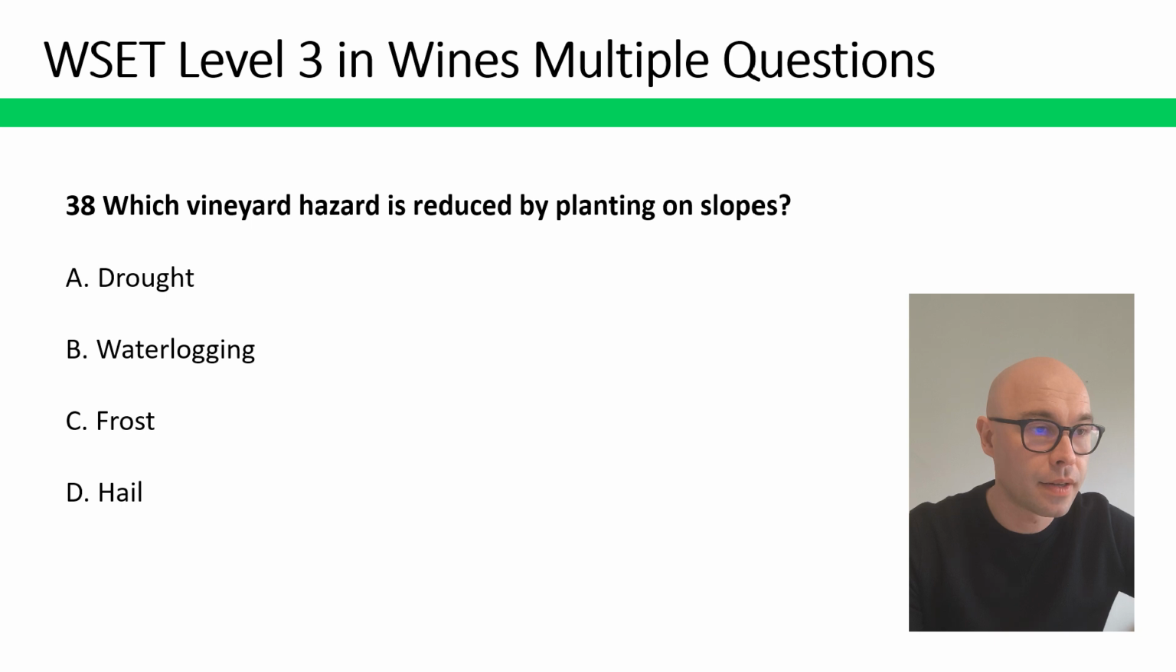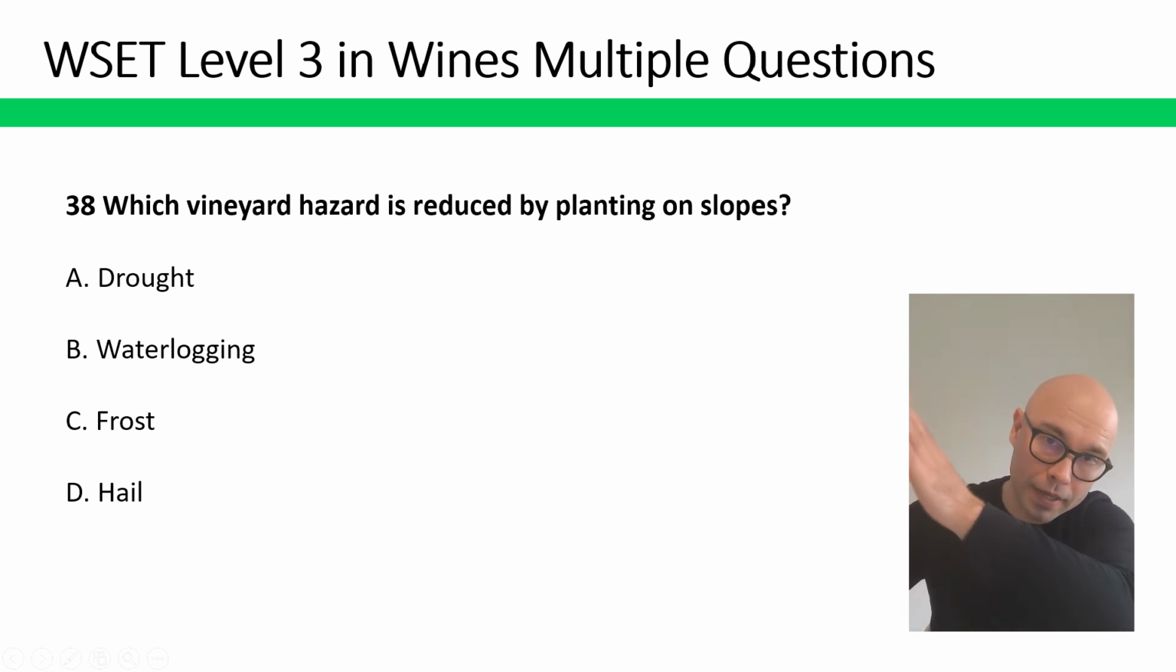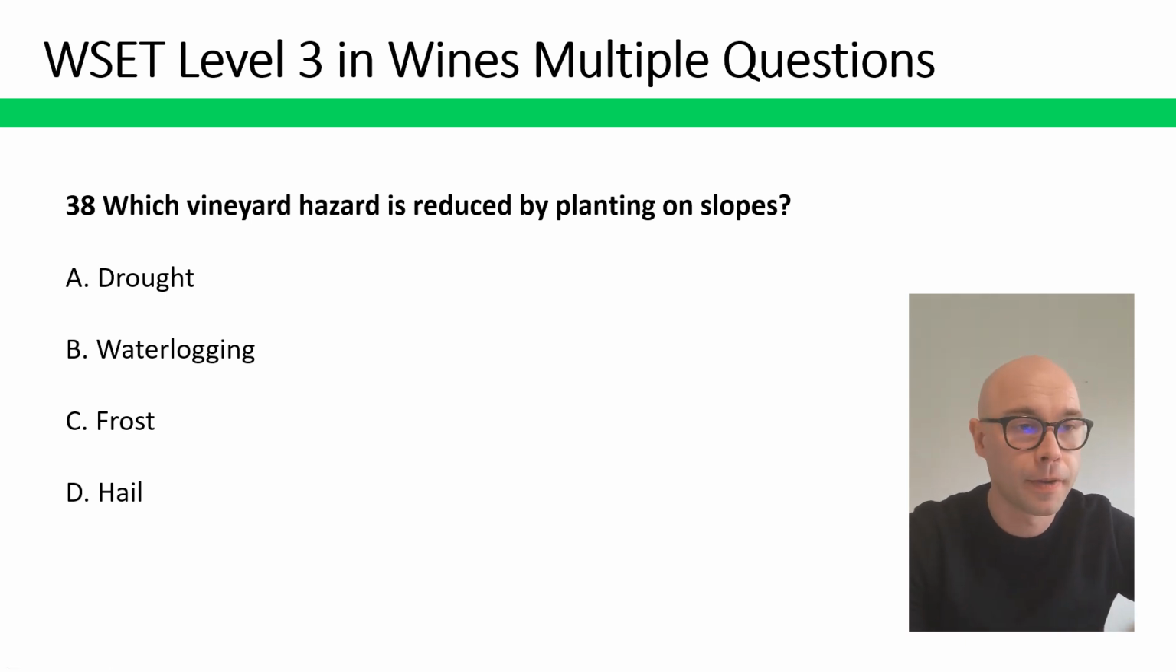Which vineyard hazard is reduced by planting on slope? Drought, waterlogging, frost, hail. The correct answer is C for sure, possibly B, but anyway, for these purposes, it's C, frost. Like we explained earlier, cool air doesn't stay in one place, it's moving through the slope.